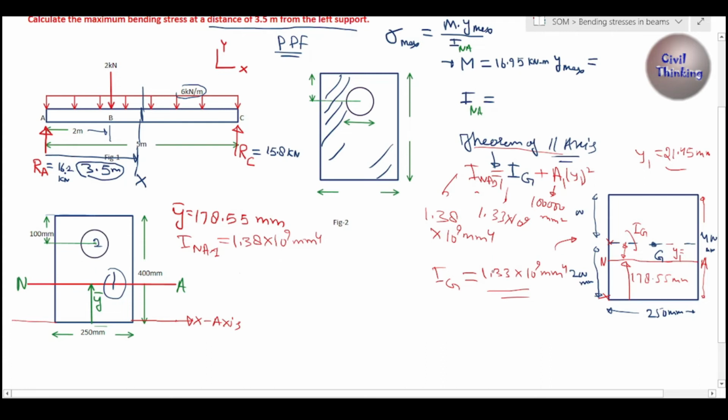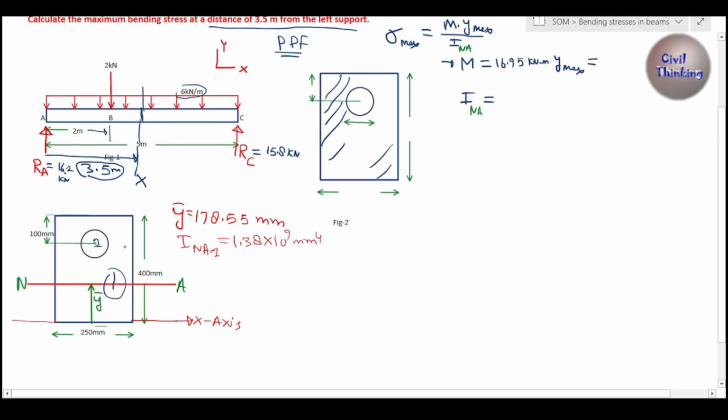So let me erase all of this first. Now we will find the moment of inertia of this circle about the neutral axis, again using the theorem of parallel axes. So let me draw this circle first.